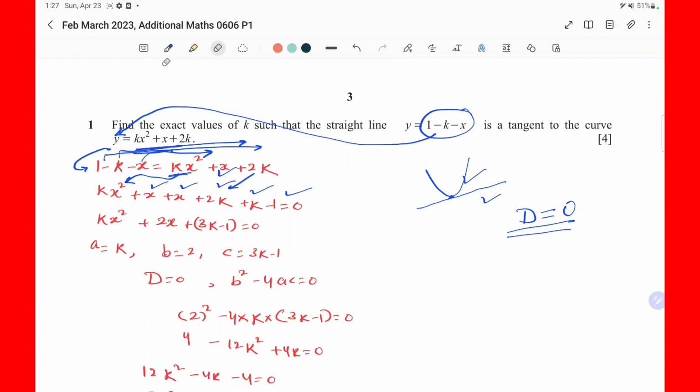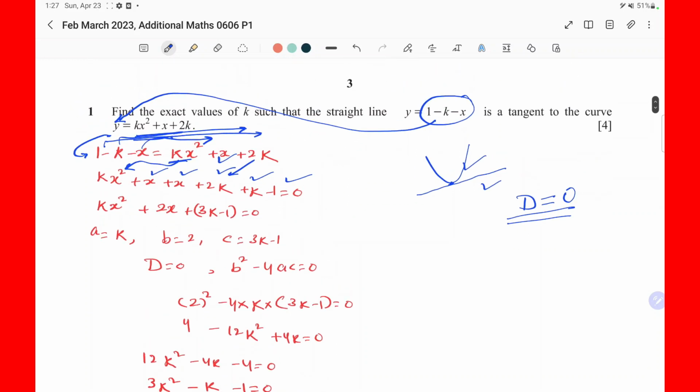Okay, now we got this equation: kx squared which is here, x plus x which is 2x, and this is 2k plus k which is 3k, and minus 1. So this is my quadratic equation. Now I will compare this with ax squared plus bx plus c. So a is k, b is the x coefficient which is 2, and c is 3k minus 1.